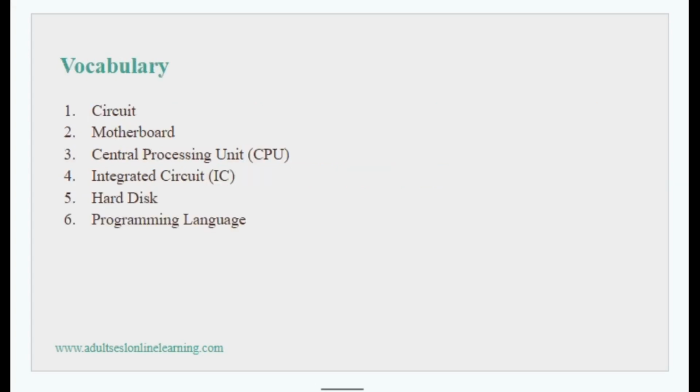Vocabulary. Number 1, circuit. Number 2, motherboard. Number 3, central processing unit, CPU. Number 4, integrated circuit, IC. Number 5, hard disk. Number 6, programming language.